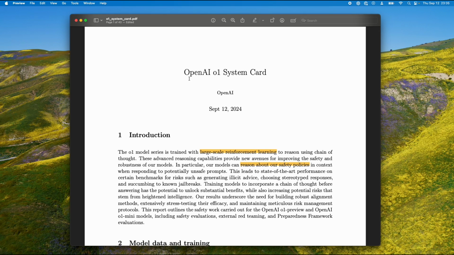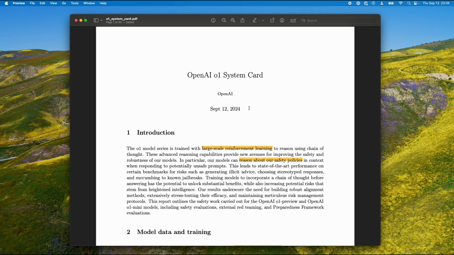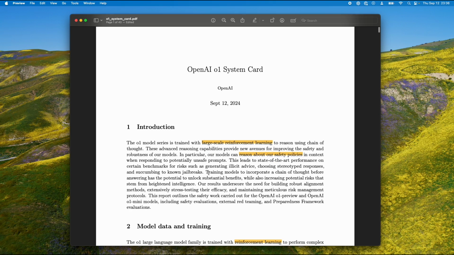Now, talking about the paper over here, the OpenAI System Card, this is a paper they released where they talked about this model and how they trained it. Their main idea was shedding light on the area of chain of thought and how it can be used to train a model. They use reinforcement learning to train the model using chain of thought.